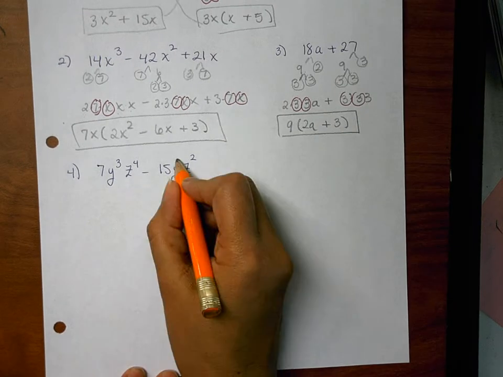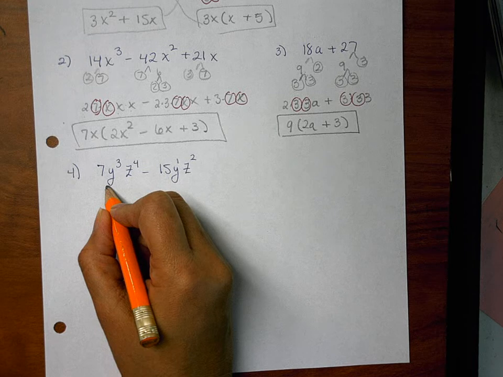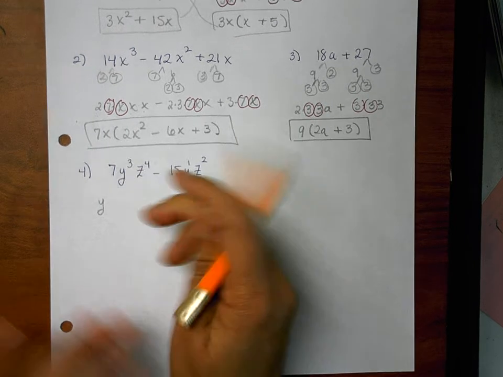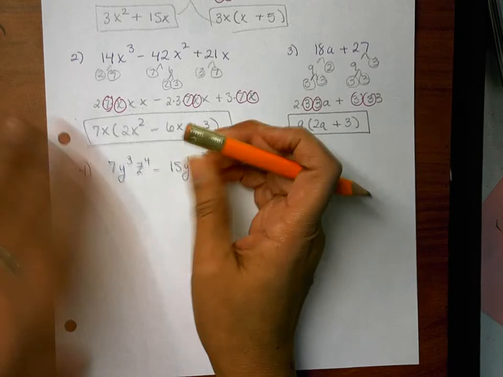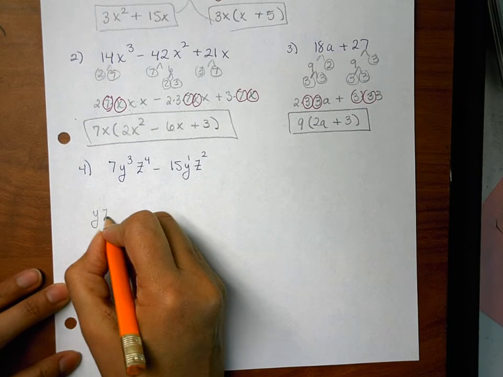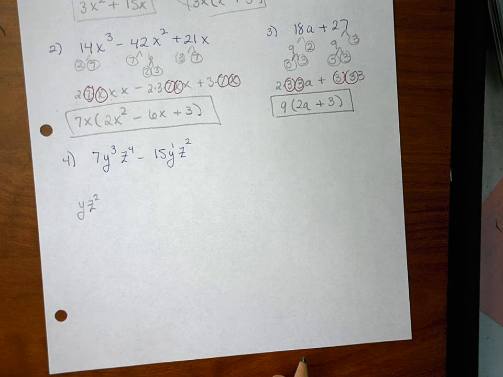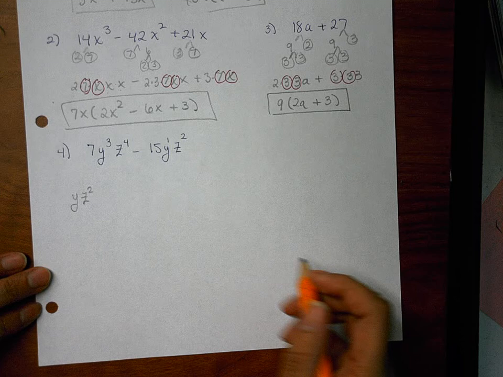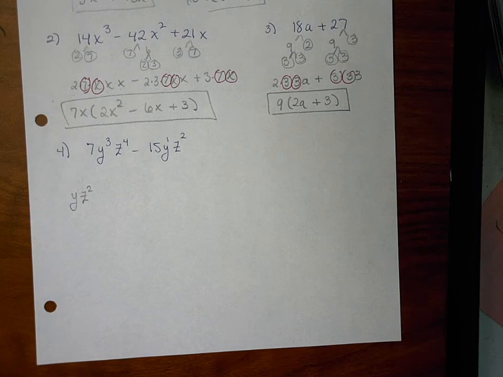Okay, now there's 1 y here and 3 of them here, so they have 1 in common. There's 2 z's here and 4 there, so they have 2 in common. So yz squared is your GCF. You could list everything out if you'd like, like we did over here. I'm trying to show you how to do it without.